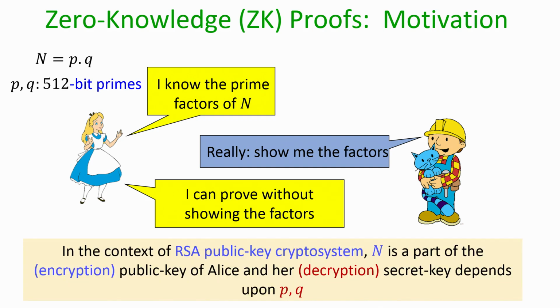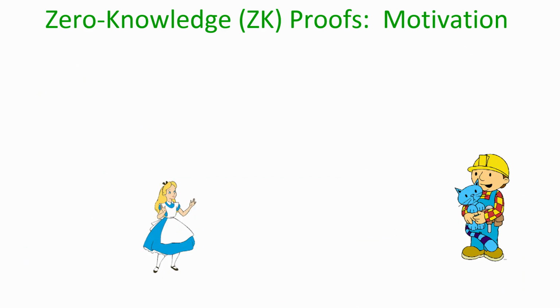Now, you might be wondering where this will be useful. If you remember, in the context of the RSA public key crypto system, the value n is nothing but a part of the public key of Alice, and P comma Q are nothing but part of her decryption key. So, if Alice wants to convince Bob that n is her public key and she knows the corresponding secret key without showing the components related to the secret key, namely P and Q, she can do so by using this zero knowledge proof.